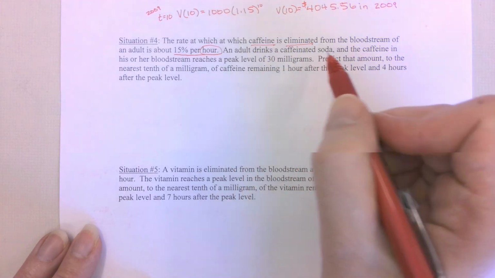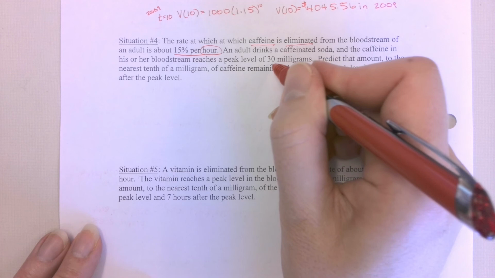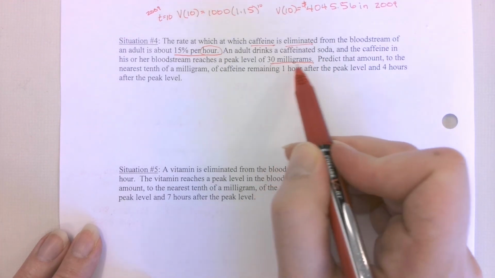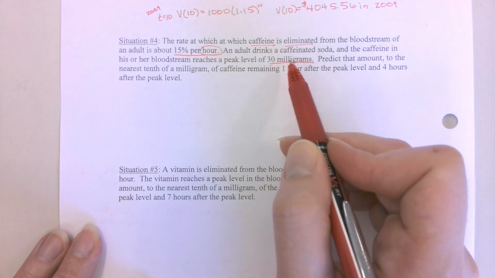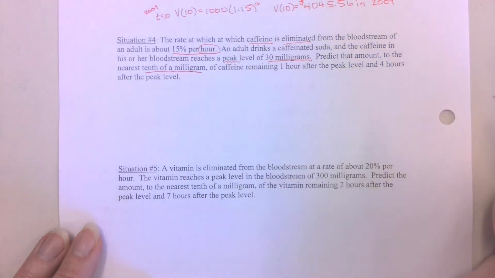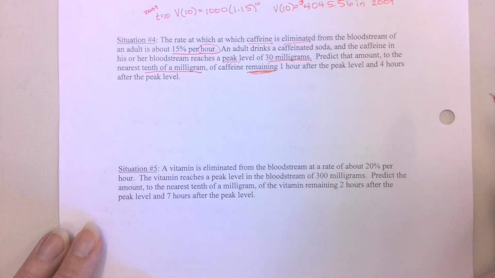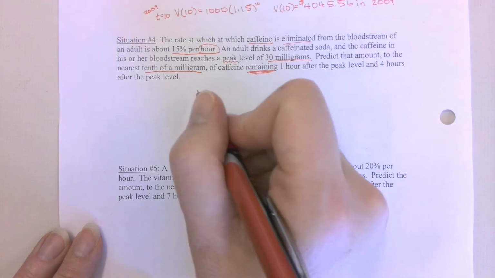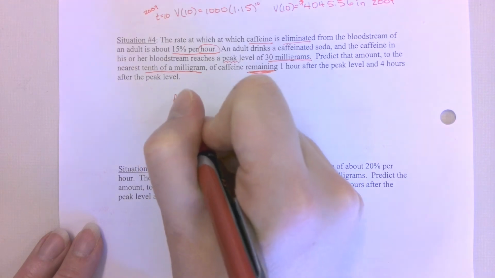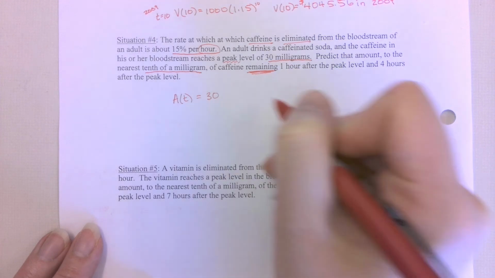So an adult drinks a caffeinated soda, and the caffeine in his or her bloodstream reaches a peak of 30 milligrams. Okay, so this is my initial amount. When we hit the peak level, that's what we're talking about, the peak level. Predict the amount to the nearest tenth of a milligram, we want to pay attention to detail, of caffeine remaining. This is important. 1 hour after the peak level and 4 hours after the peak. So everything's based on the peak level. So my initial amount, so we're going to do the amount over time, okay? My initial amount of caffeine is 30 milligrams.